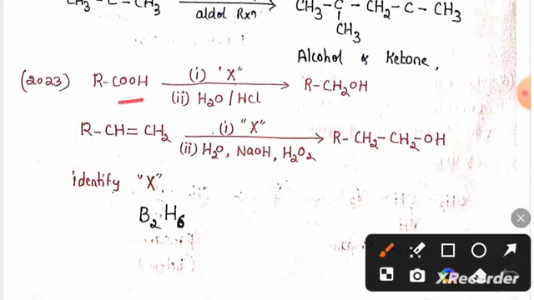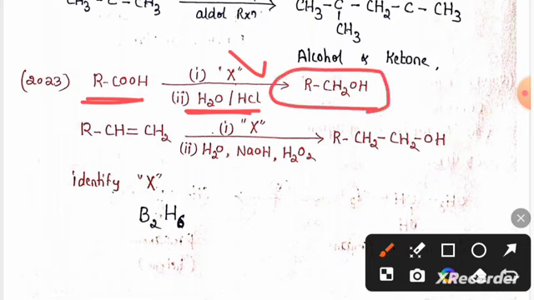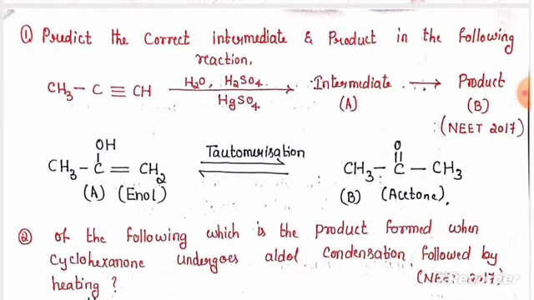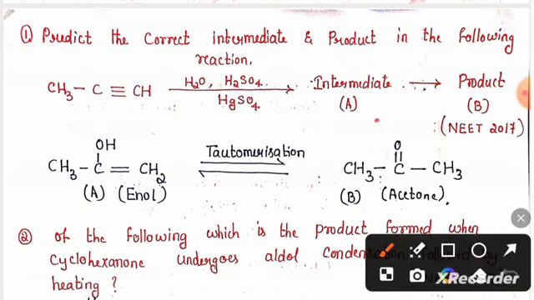Next question, carboxylic acid in the presence of X and on hydrolysis gives primary alcohol. Here also there is one alkene in the presence of reagent X and on hydrolysis gives primary alcohol. The X in both the reactions is diborane, B2H6. Now predict the correct intermediate. We need the correct intermediate and product in the following reaction.